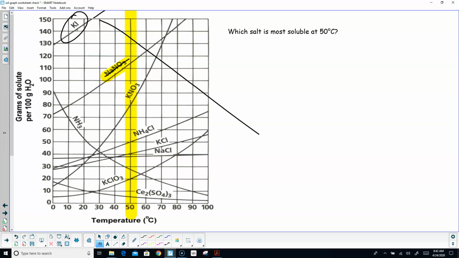Okay, if you guys have any questions, let me know. But I think it's pretty straightforward. Reading graphs. Thank you.